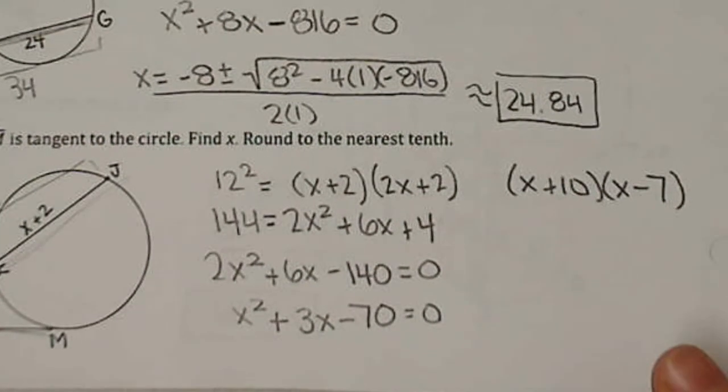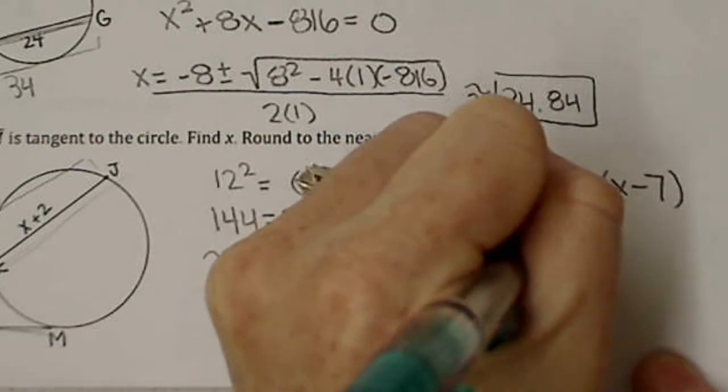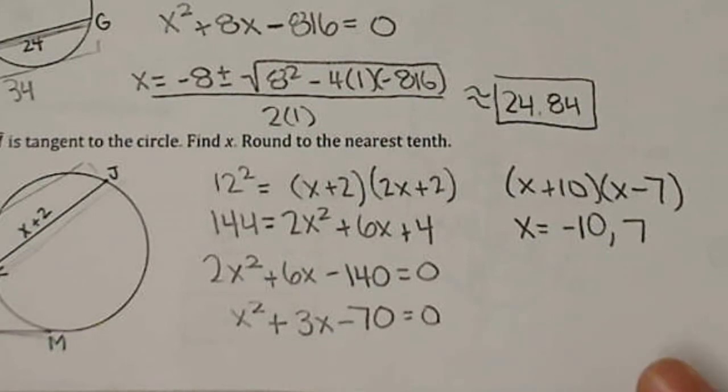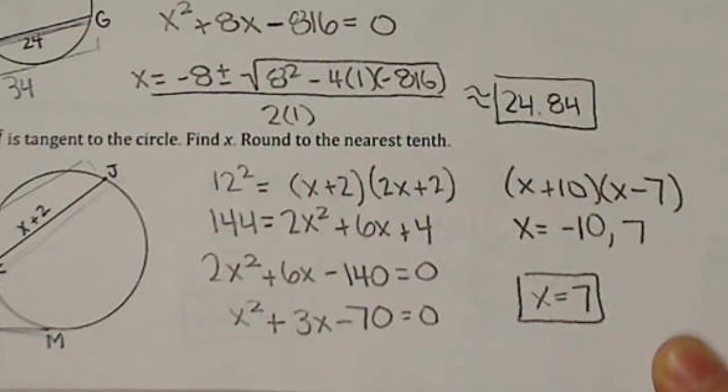So it says to find x. So if I set each one of these equal to 0, I find I have two answers, negative 10 and 7. Now, you have to use common sense. Does it make sense to have a length of negative 10? No, it does not. So my only logical answer is 7. x equals 7.